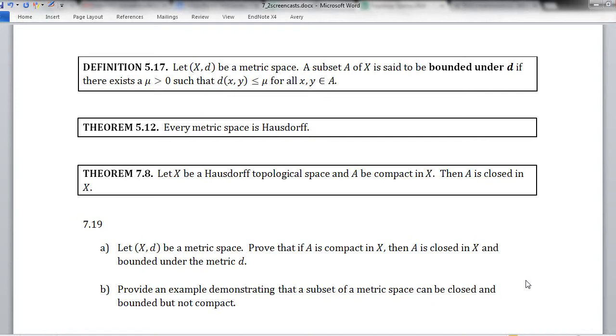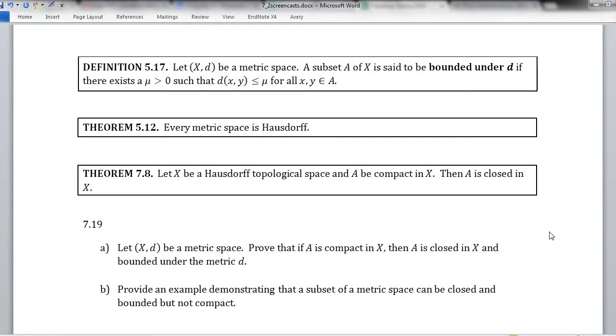But we're going to find an example of a subset of a metric space that is closed and bounded but not compact. Okay. So up here is just a reminder of what a bounded metric space is. Right? Basically, the distance between any 2 points is less than or equal to some constant mu. Okay? And here are a couple theorems we're going to be using. Theorem 5.12, every metric space is Hausdorff, and theorem 7.8. If we have a compact subset of a Hausdorff space, then that subset is also closed.